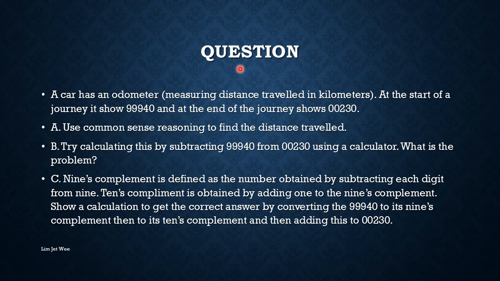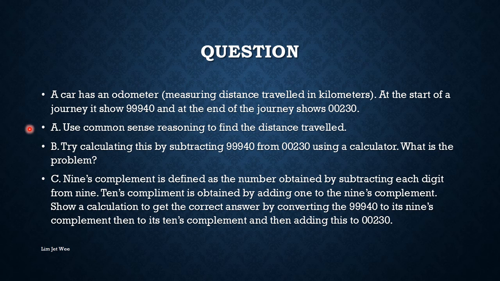So it's a three-part question, basically. This is the question, and you have part A, part B, and part C. A car has an odometer which measures distance traveled in kilometers. At the start of the journey, it shows 99940 on the meter, and at the end of the journey, it shows 00230. Basically, it has gone through one whole cycle. So it restarts from 0 and then goes up again.